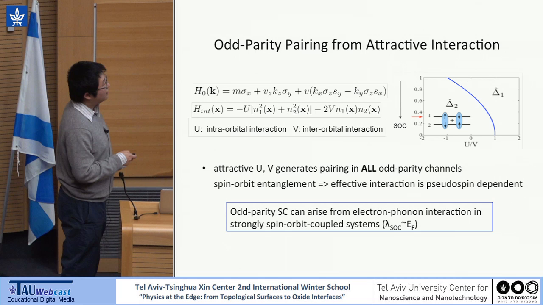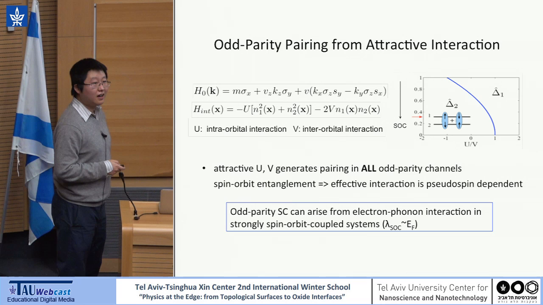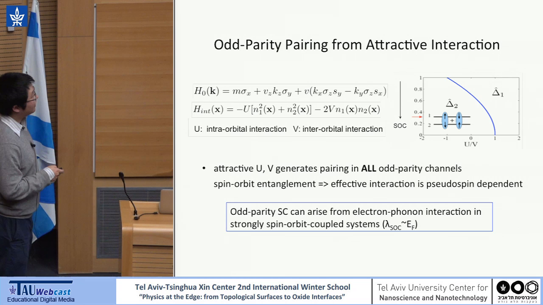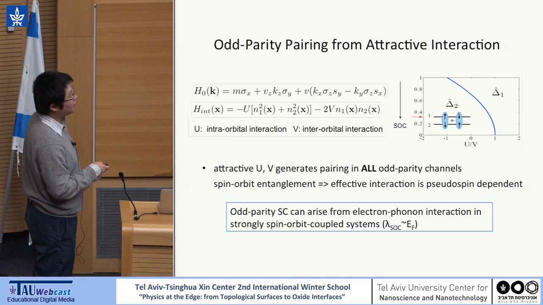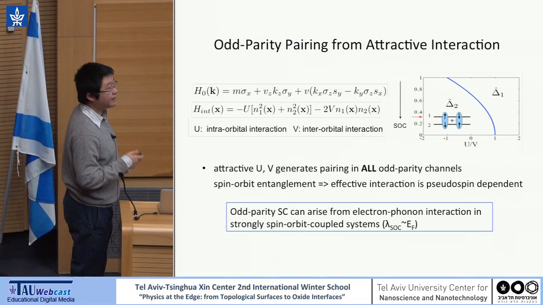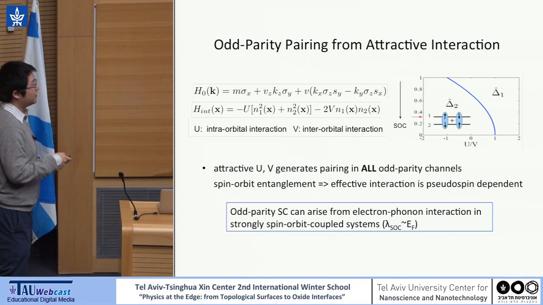And so the fact that even electron-phonon interaction can generate attractive interaction in the odd-parity channel in this model comes from the strong spin-orbit entanglement in the wave function. Basically, we can write down all this effective interaction in the basis of the energy bands at the Fermi energy. Because the Bloch states are spin-orbit entangled, the effective interaction also becomes pseudo-spin dependent, where the pseudo-spin labels the two degenerate states at the Fermi energy. And this pseudo-spin dependent effective interaction makes it possible to have odd pairing interaction.